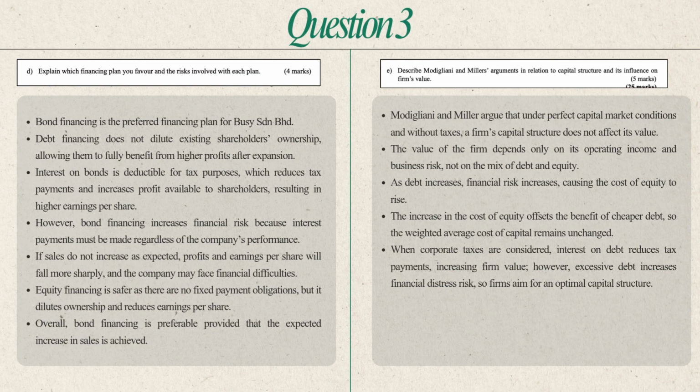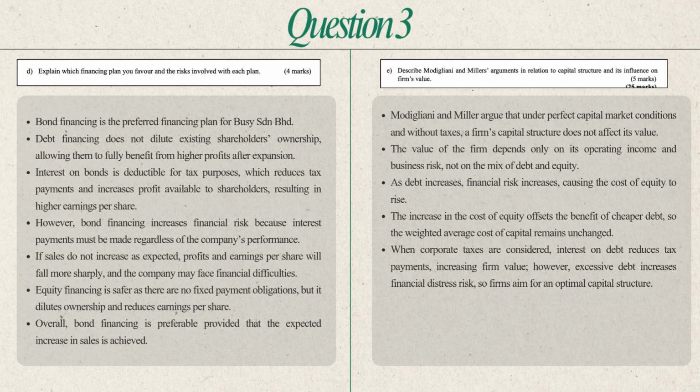For question E, Modigliani and Miller argue that under perfect capital market conditions and without taxes, a firm's capital structure does not affect its value. So the value of the firm depends only on its operating income and business risk, and not on the mix of debt and equity. As the level of debt increases, financial risk also increases. Because of this higher risk, equity holders require a higher return. This increase in the cost of equity offsets the benefit of using cheaper debt, resulting in the weighted average cost of capital remaining unchanged.